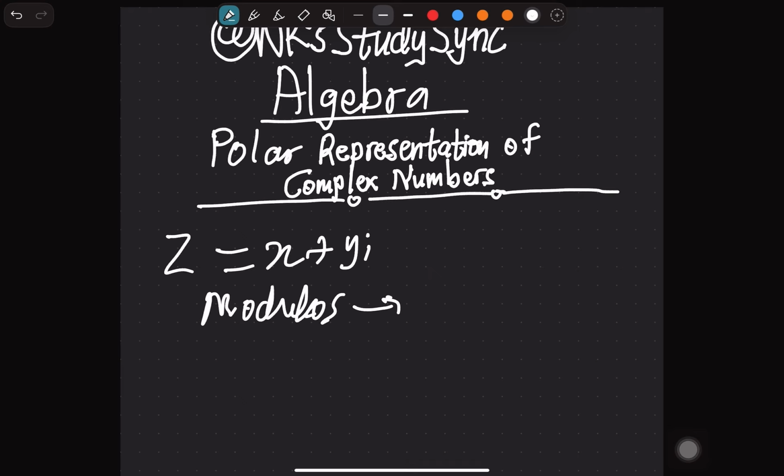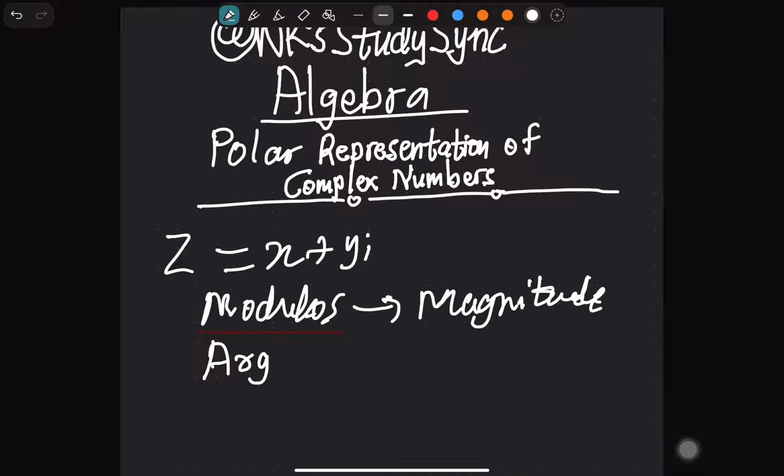Now this modulus is the same as the magnitude of this complex number when represented in the complex plane, and the second parameter is the argument. The argument is the angle that this complex number makes with the positive direction of the x-axis, so it's basically an angle.